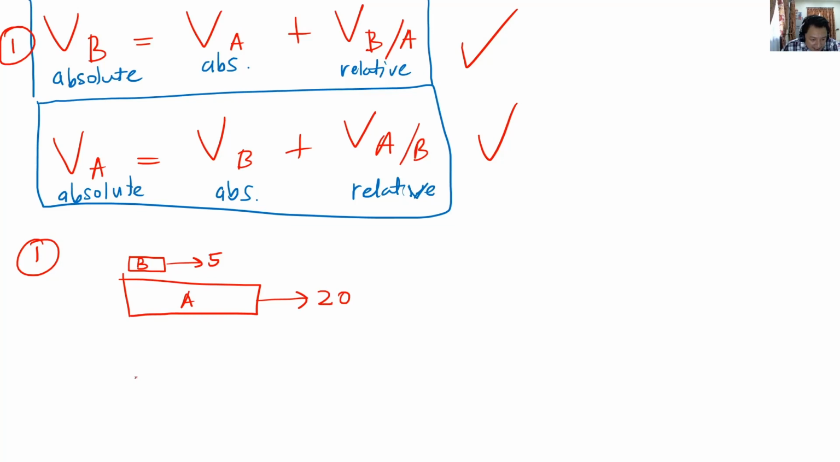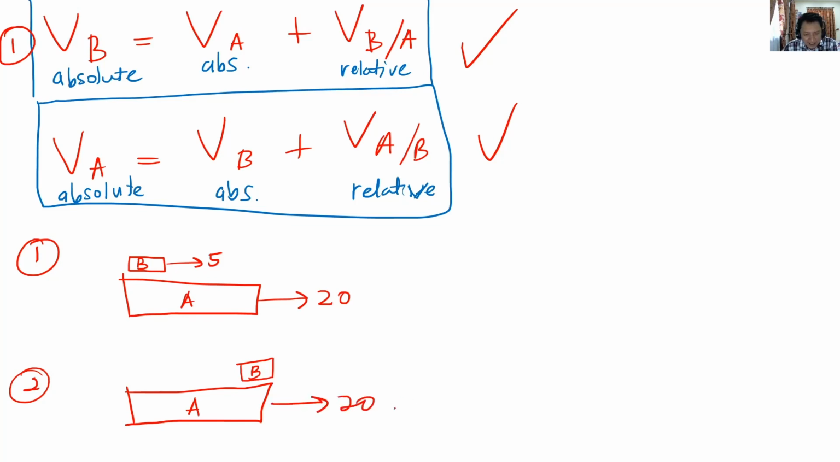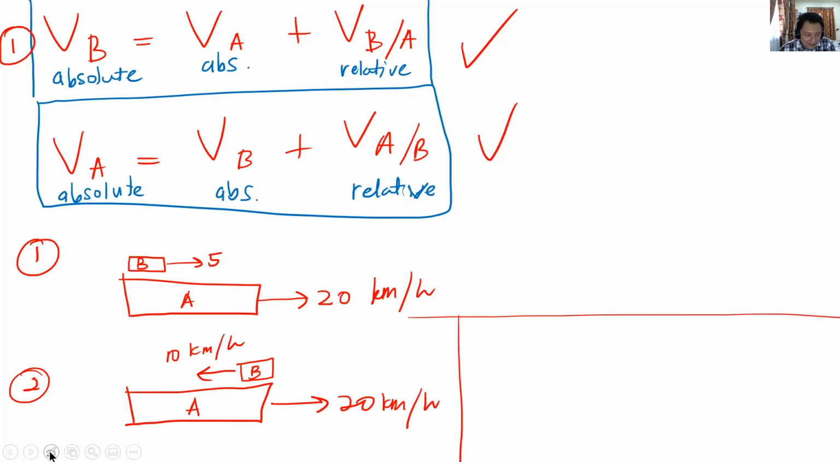So let's say second case. Second case. The ferry, the same ferry. You have gone to the front. You are here, B. The ferry is still traveling at 20 km per hour, the same. Only now you reverse. You reverse at 10 km per hour. So, the question. We settled that one, right? Now this one. What is the question? What is VB absolute?